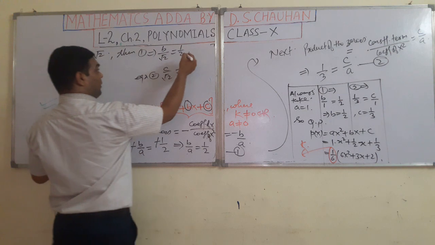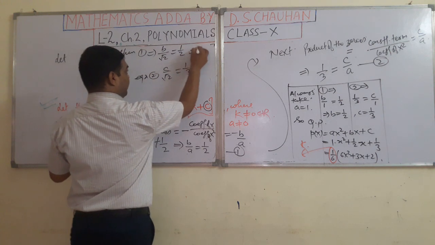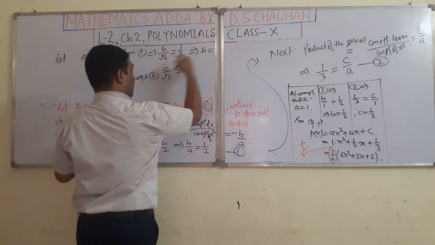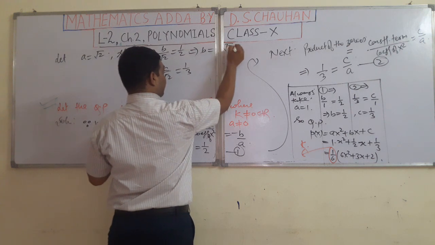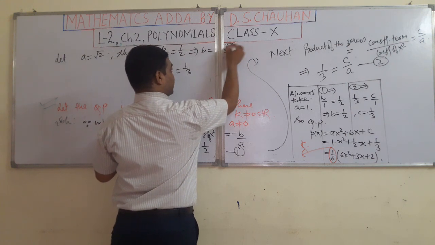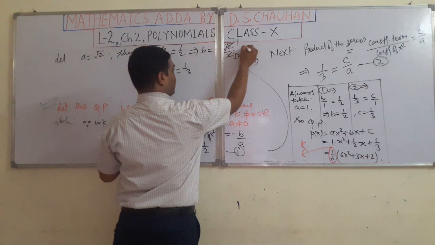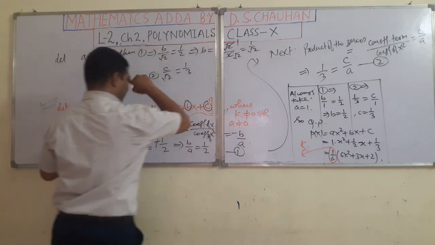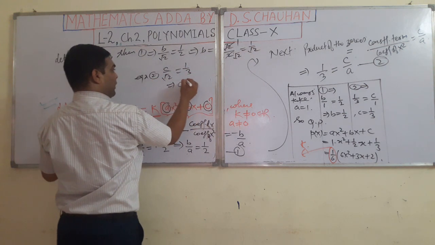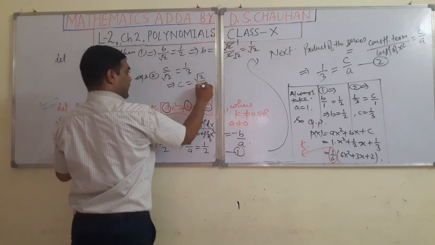From here, B will be what, students? B will be under root 2 upon 2. When you simplify, you will get 1 upon under root 2. And C, it could be C equal to under root 2 upon 3.